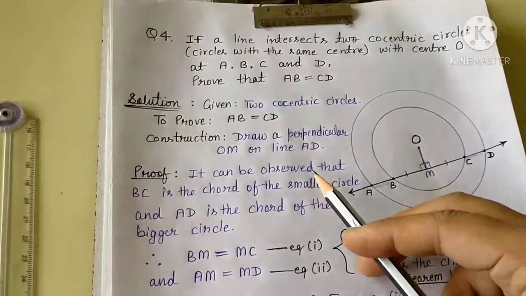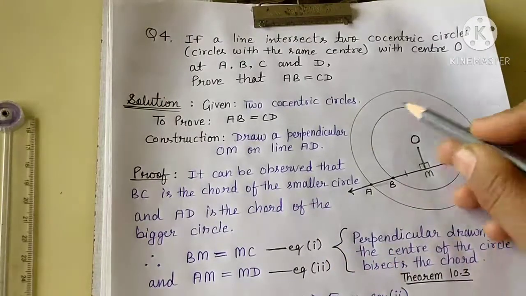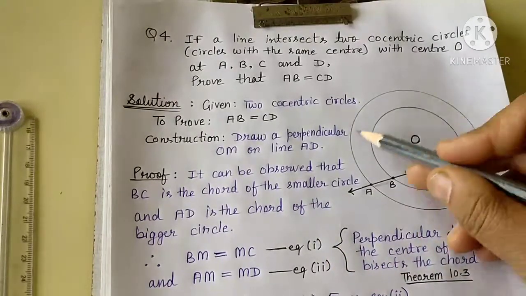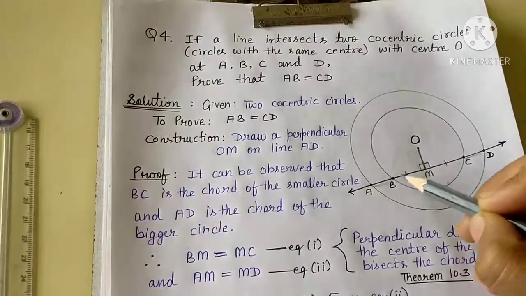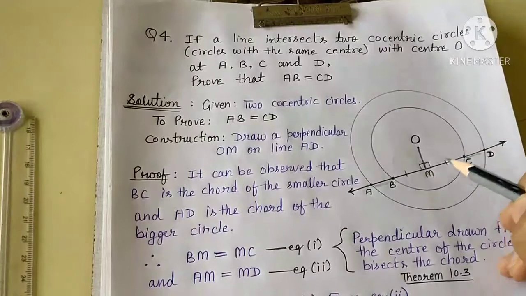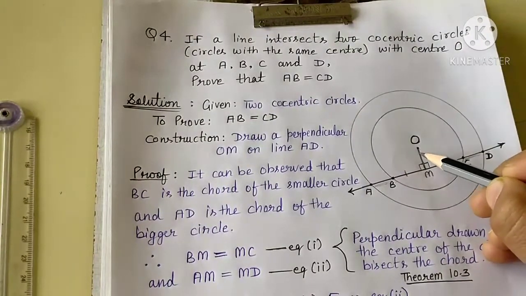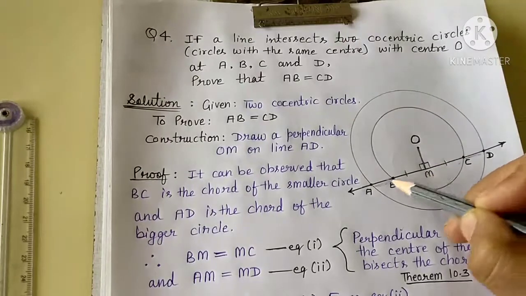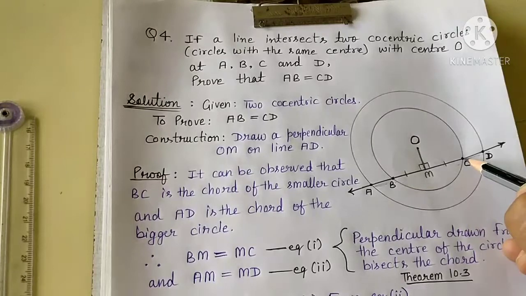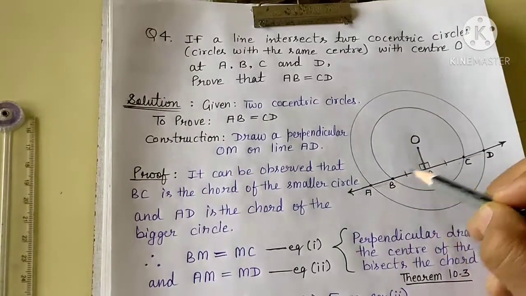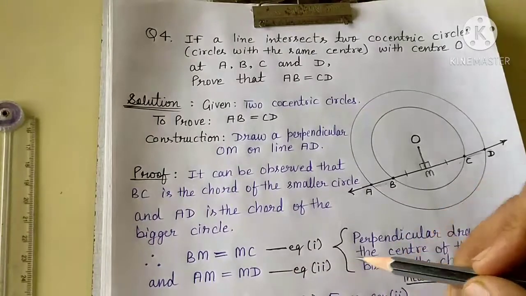It can be observed that BC is the chord of the smaller circle, and AD is the chord of the bigger circle. Therefore BM equals CM and AM equals DM, because the perpendicular which we have drawn from the center of the circle bisects the chords. It will bisect the smaller chord BC, and it will bisect chord AD also. Therefore these two parts are equal: equation 1 and equation 2.